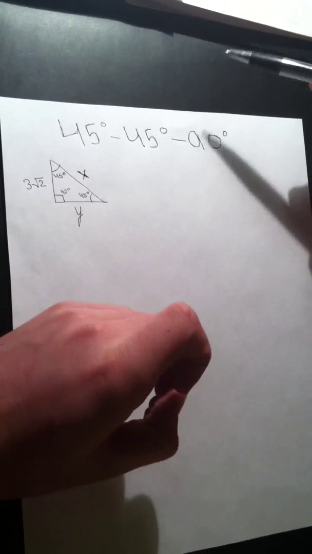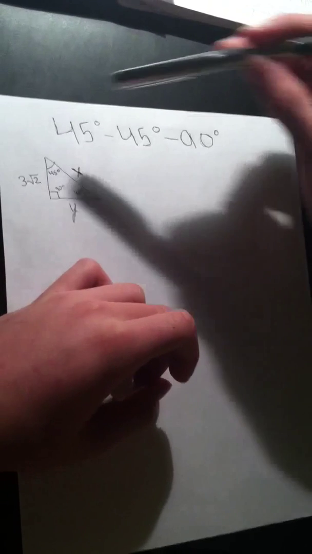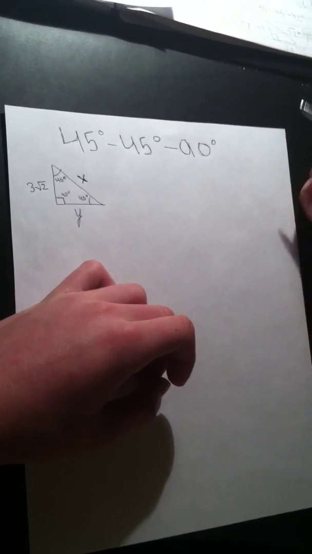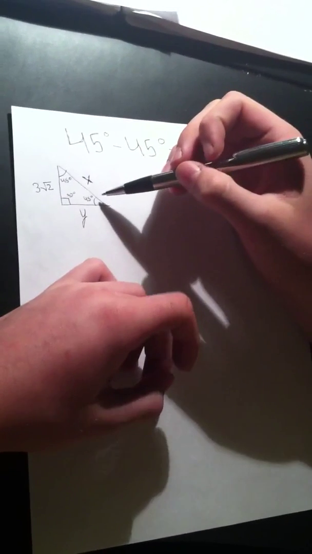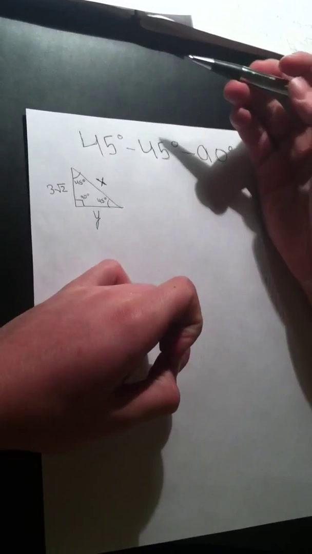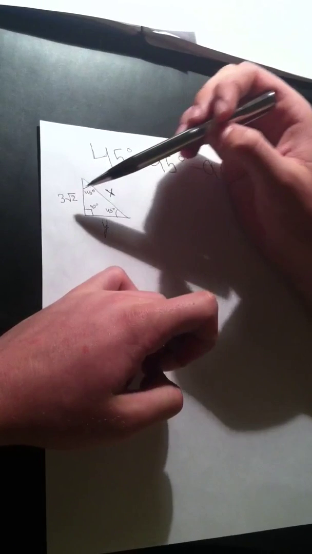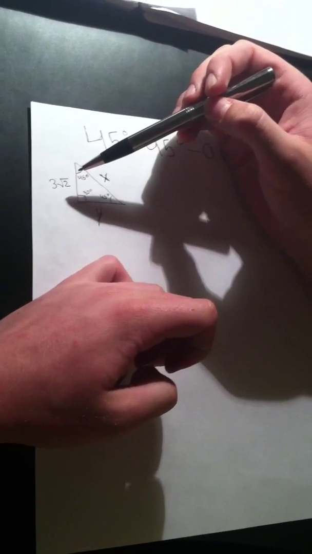Hello! The purpose of this video is to show you how to solve a 45, 45, 90 degree triangle. Okay, so for our triangle right here, we have a 45, 45, 90 degree triangle. And right now, what we know is that one of the legs is 3 times the square root of 2.